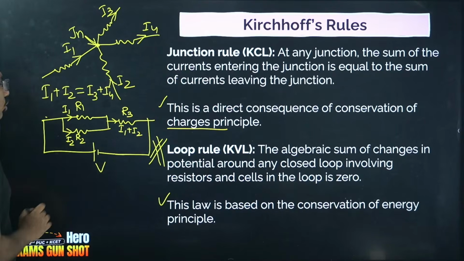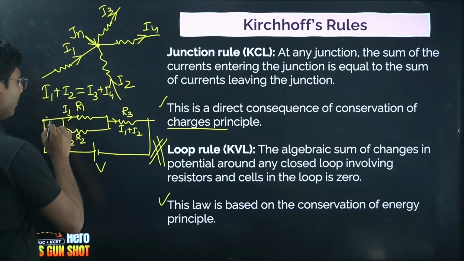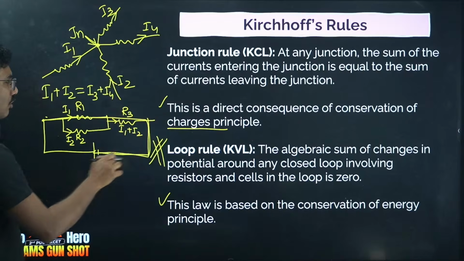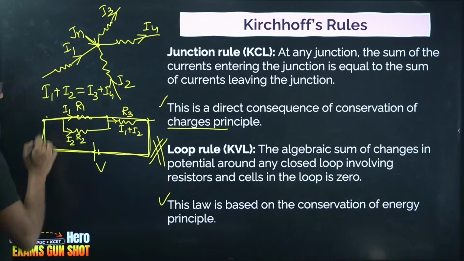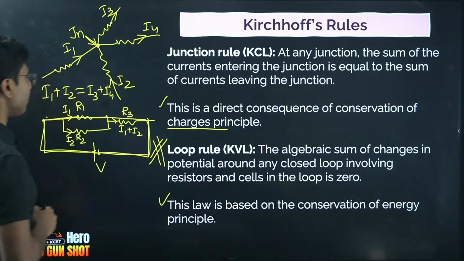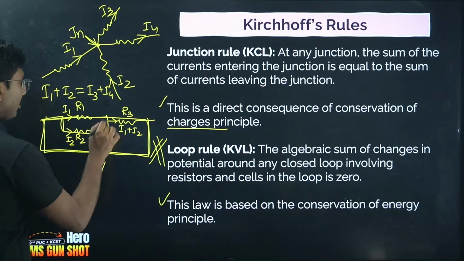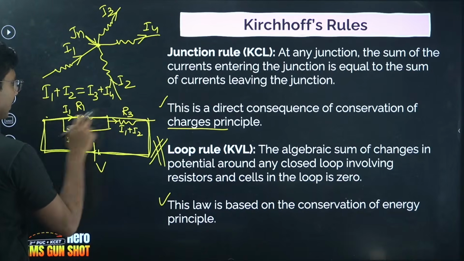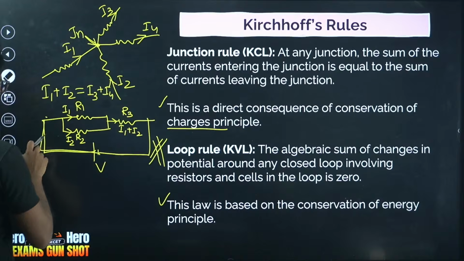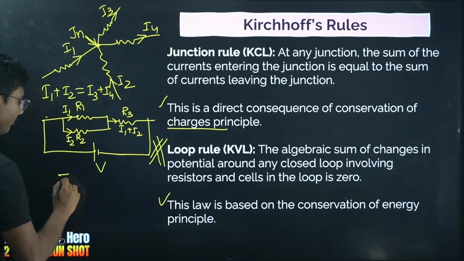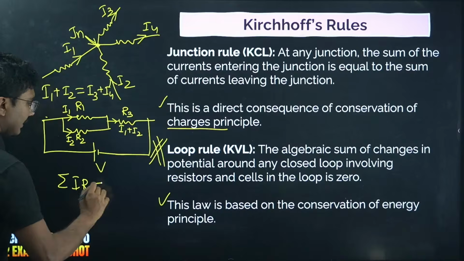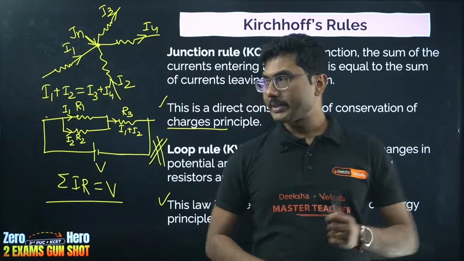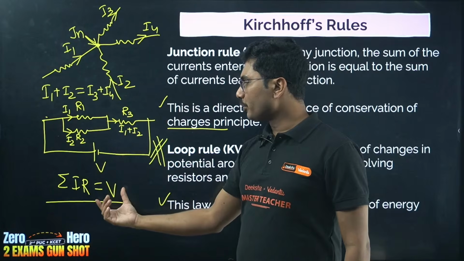Now when you are taking a loop, it means you have to move in a closed path without lifting your pen. So this is an example of a closed loop. This is another example of another closed loop. So these two are different loops. Now whenever you are solving a question involving a loop, I like to say that the sum of all the voltage drops is equal to the voltage source. This is the easiest way to remember. Sum of all the voltage drops should be equal to the voltage.